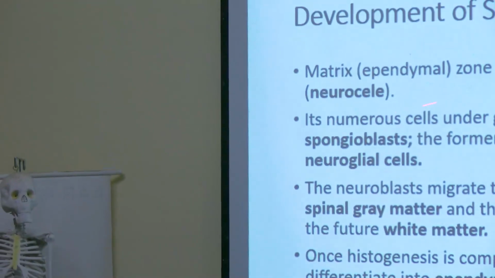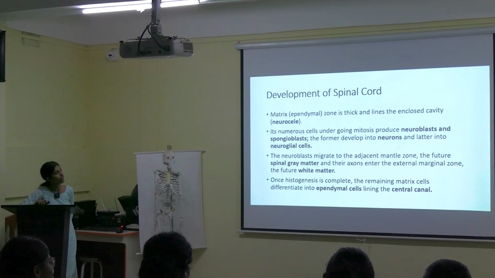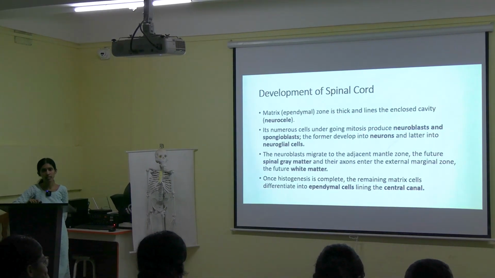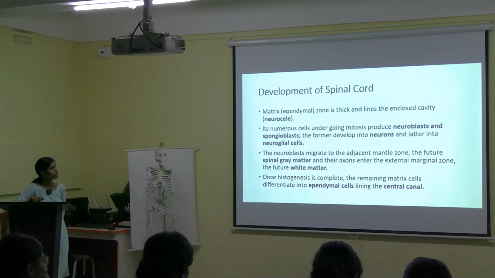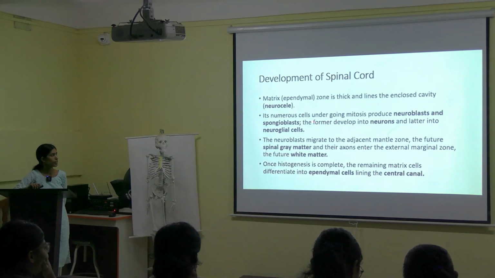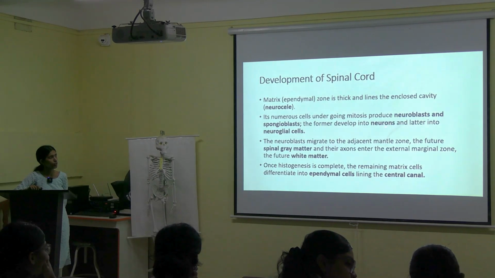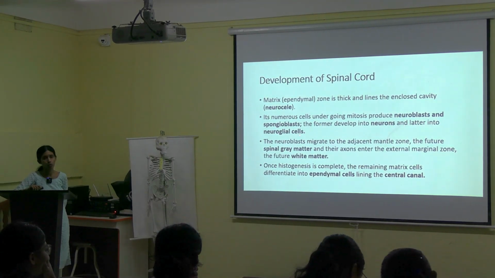Okay. The development of spinal cord. The matrix zone is thick and lines the enclosed cavity, that is called the neuroepithelium. Its numerous cells undergoing mitosis produce neuroblast cells and also spongioblast cells. The former develop into your neurons and the latter into neuroglial cells.